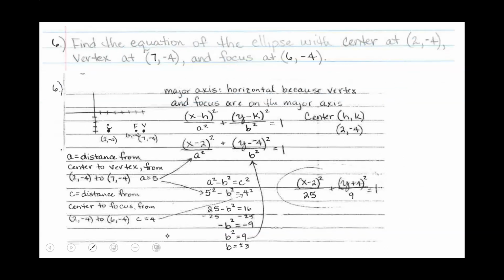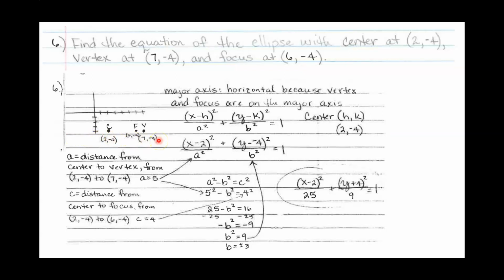All right, so for number 6, it asks us to find the equation of the ellipse with center at 2, -4, vertex at 7, -4, and focus at 6, -4. So again, even though they didn't tell me to graph this, I'm going to give myself a little sketch just so I can see what I'm working with over here.